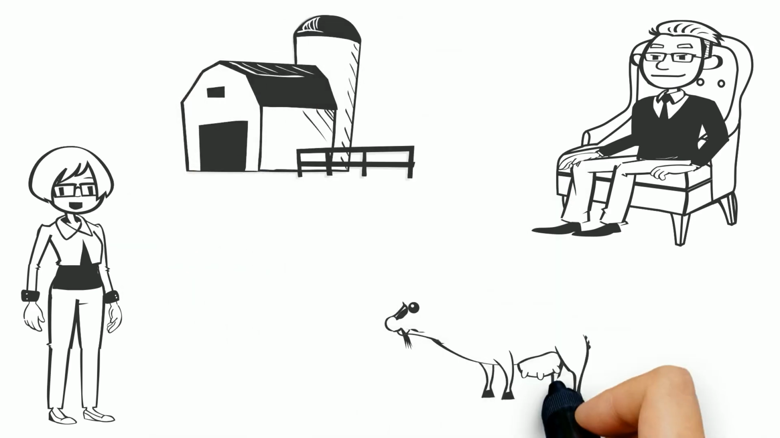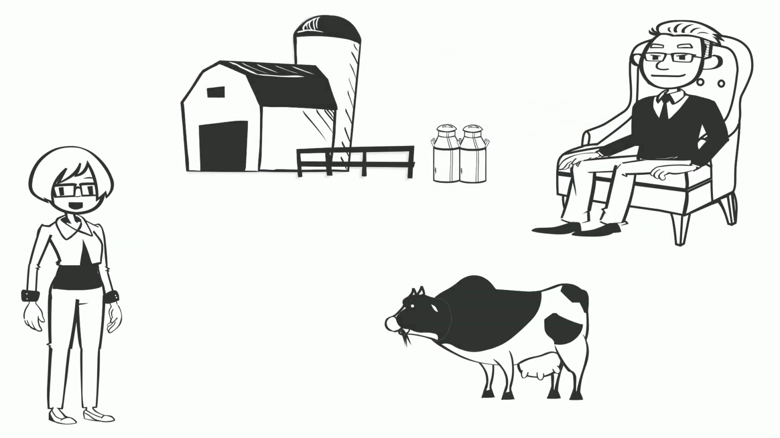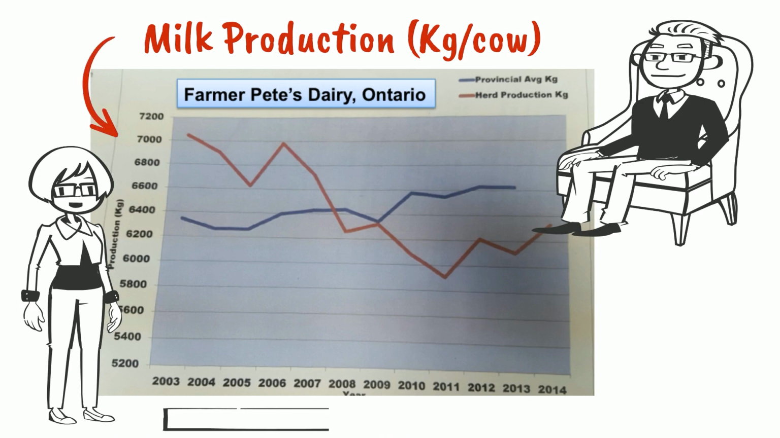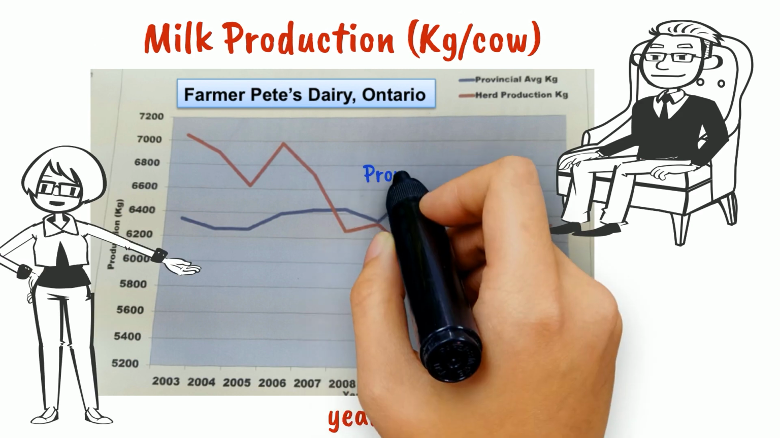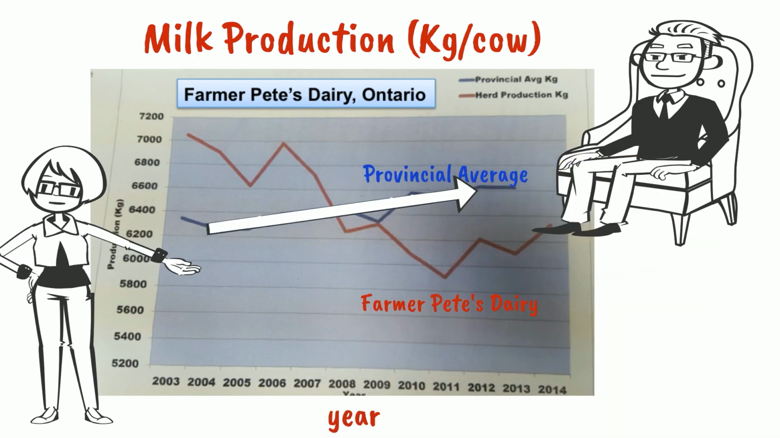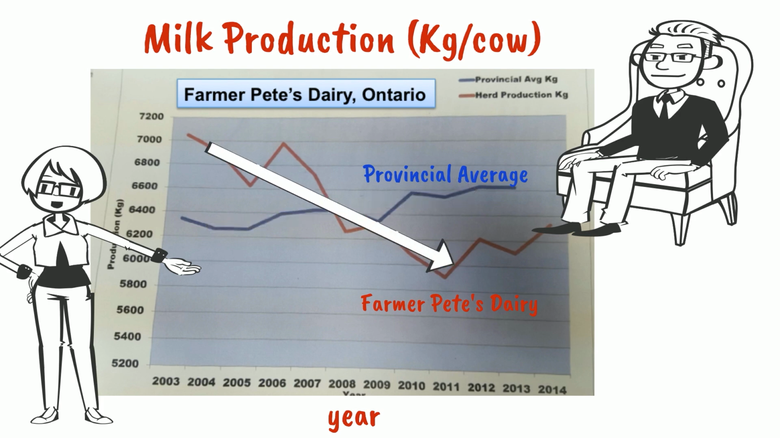I work with farmers that have a ground current problem. One of those farmers, Farmer Pete, offered to share some of his records with us. This shows Farmer Pete's milk production per cow from 2003 to 2014. The provincial average is in blue. Farmer Pete's production is in red. The provincial average is increasing slightly. Farmer Pete's production is going down.